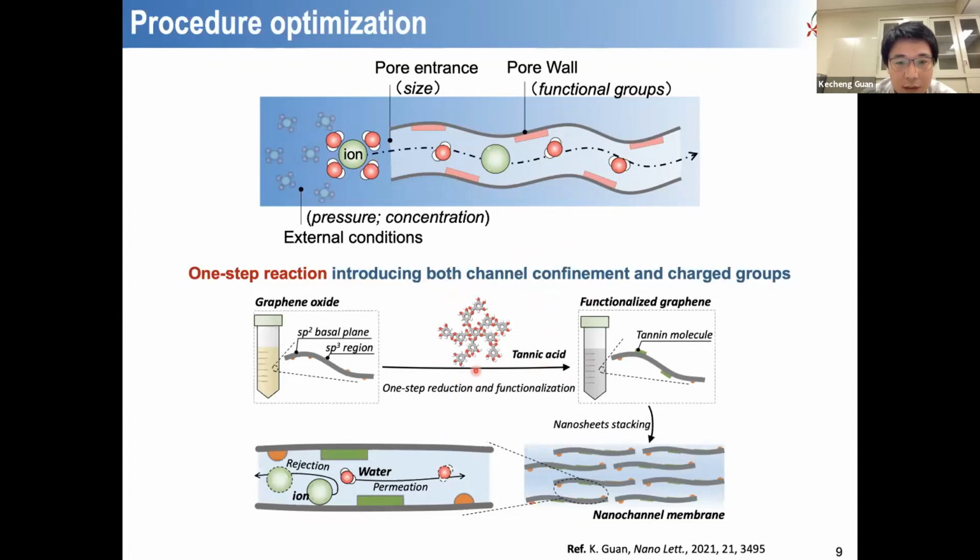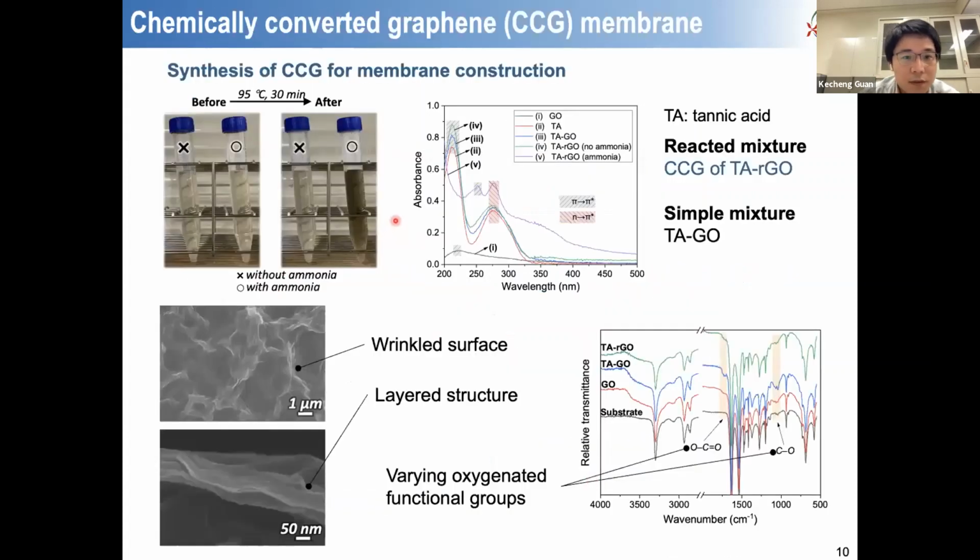We selected tannic acid as the modification agent because it has many phenol groups which have activity to reduce the oxygen groups of graphene oxide, and the unreacted phenol groups can also act as charged groups in the final resulting membranes. So we evidenced the successful synthesis of chemically converted graphene oxide. We can see from the optical images here, and also evidenced by the UV-visible spectrum.